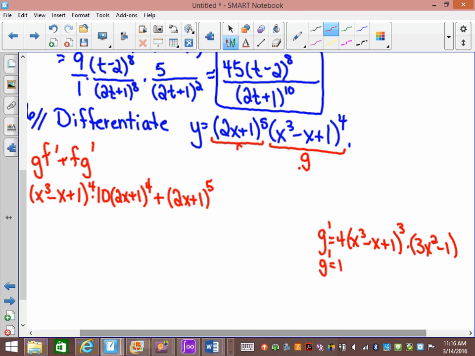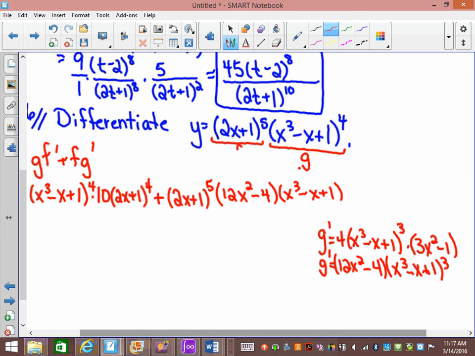So I get 12x squared minus 4 times x cubed minus x plus 1 to the 3. And I just rewrite that here: 12x squared minus 4 times x cubed minus x plus 1 to the 3.